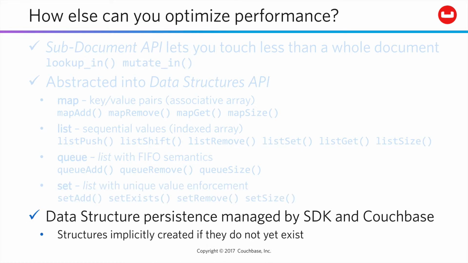Now, this abstracted API manages the persistence for you. You just work with the objects. You let the SDK and Couchbase take care of all of the over-the-wire traffic. These structures are implicitly created for you if they don't exist the first time you add or push an item into the map or the list.